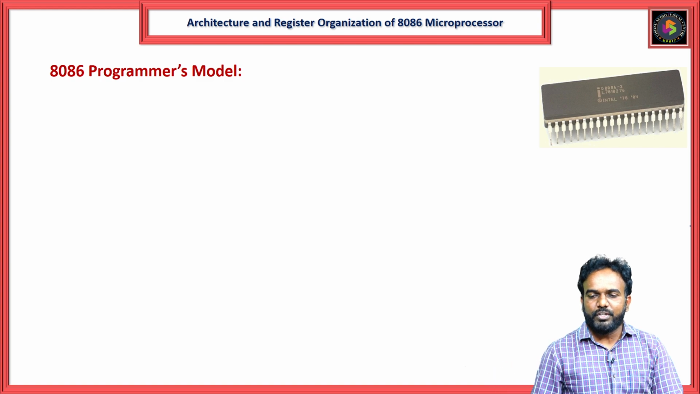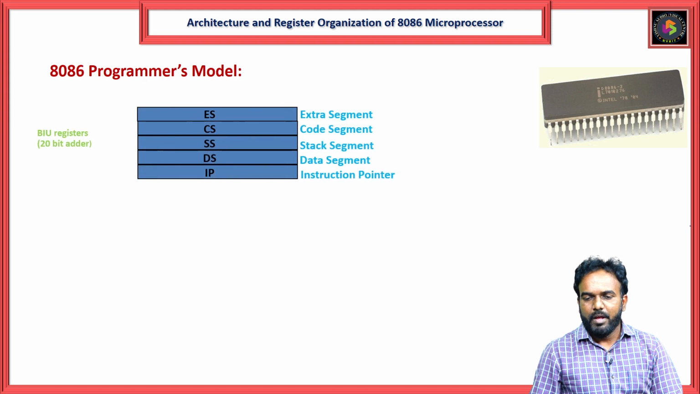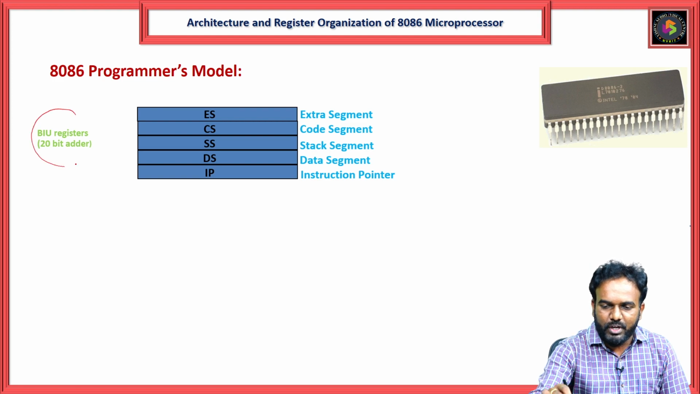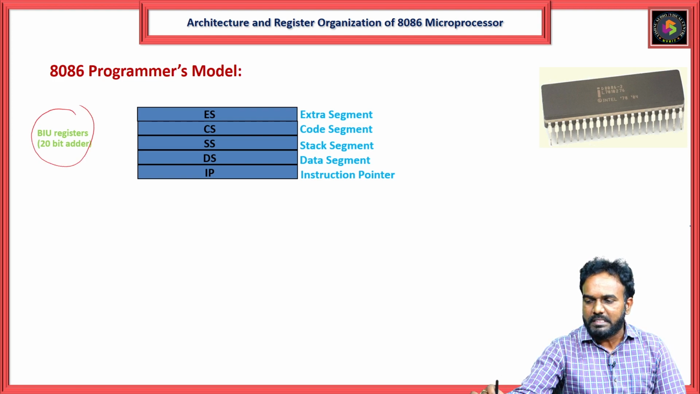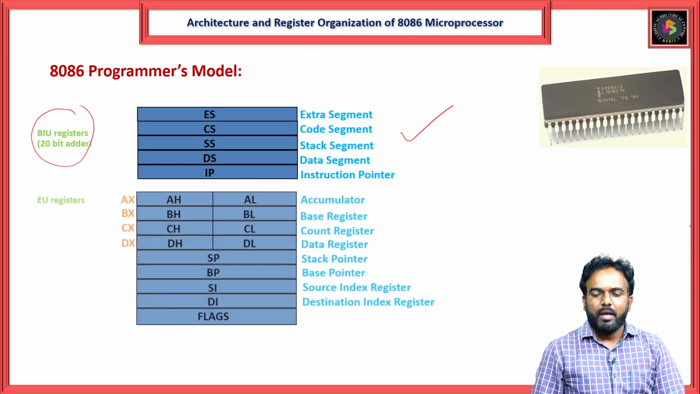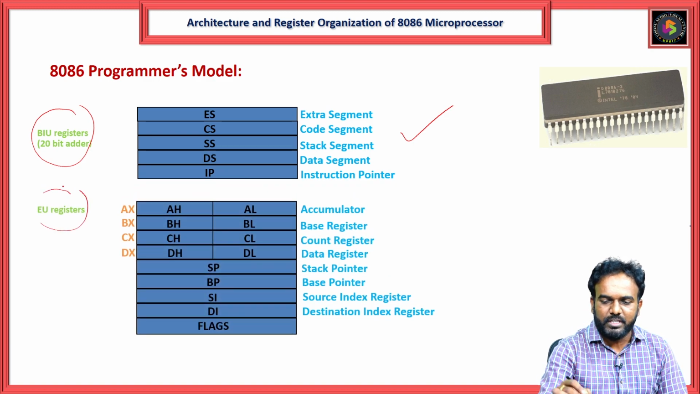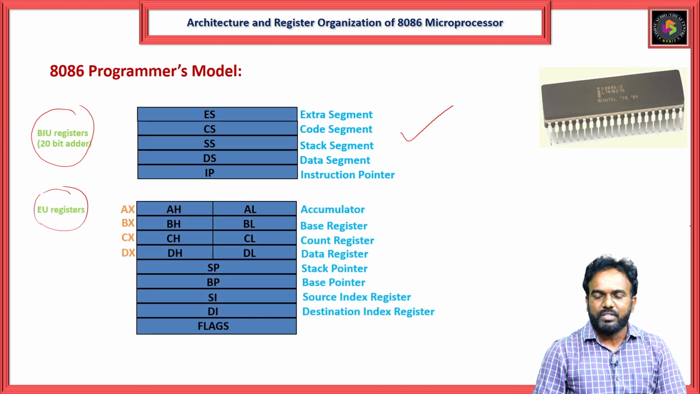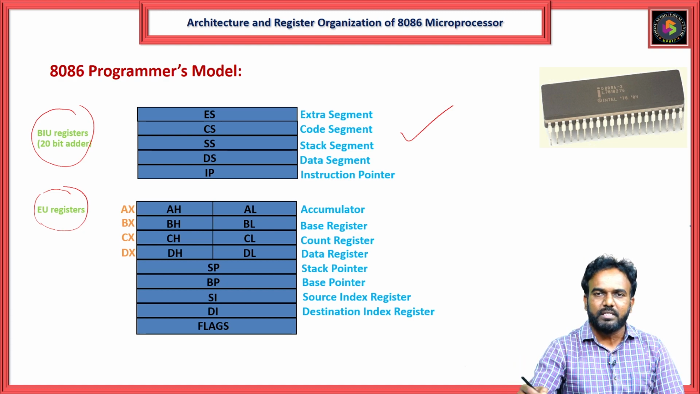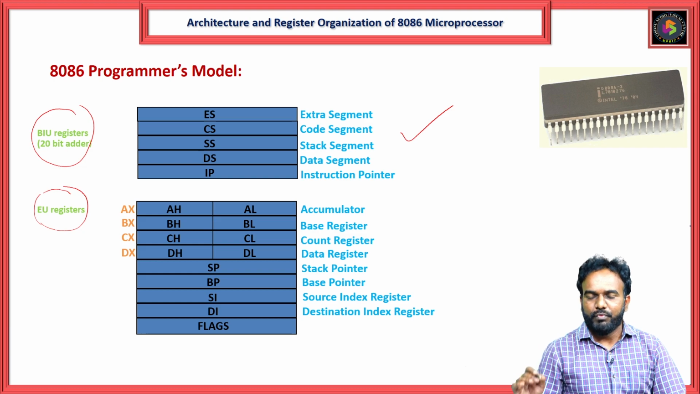Of course, before we check the flag register, first we will check how the programmer's model looks for the 8086. Coming to the bus interface unit of the 8086 microprocessor, this set of registers is available. Coming to the execution unit registers, these set of registers are available. You can check all these things in the architecture of the 8086 microprocessor. This is the programmer's view.